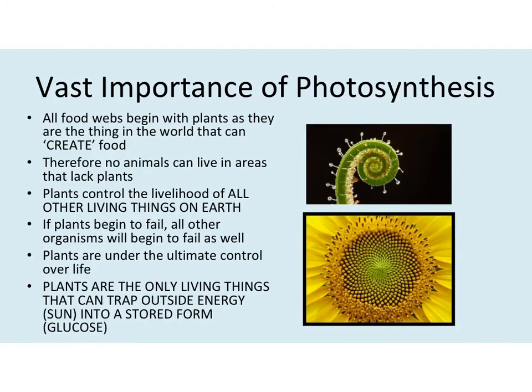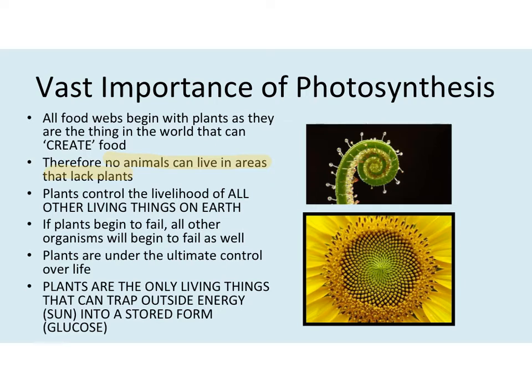Now, the vast importance of photosynthesis, very, very important process, because all food webs begin with the plants, as they're the only thing that creates food. They're the only things that can turn air into food. Everything else just eats plants or eats an animal that ate a plant. Okay? So therefore, no animals can live in areas that lack plants. And you see this in the desert or in the tundra. Now, there is a small number of plants, and that's why there's a small number of animals.